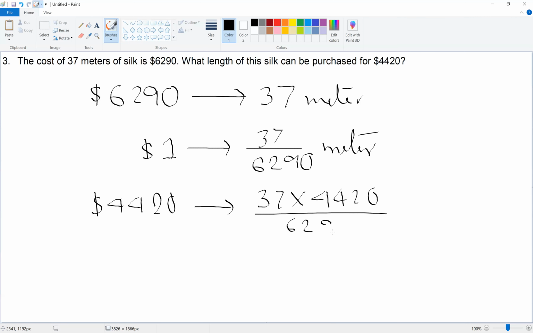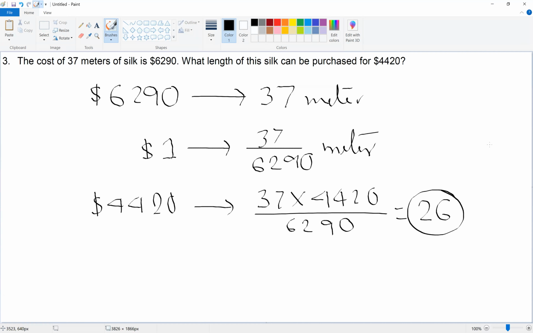And the rest is the calculation. 37 and 4420 divided by 6,290, which is 26. Do you understand? Do you understand, Surya? You said you didn't do it. Not sure whether it's difficult or.